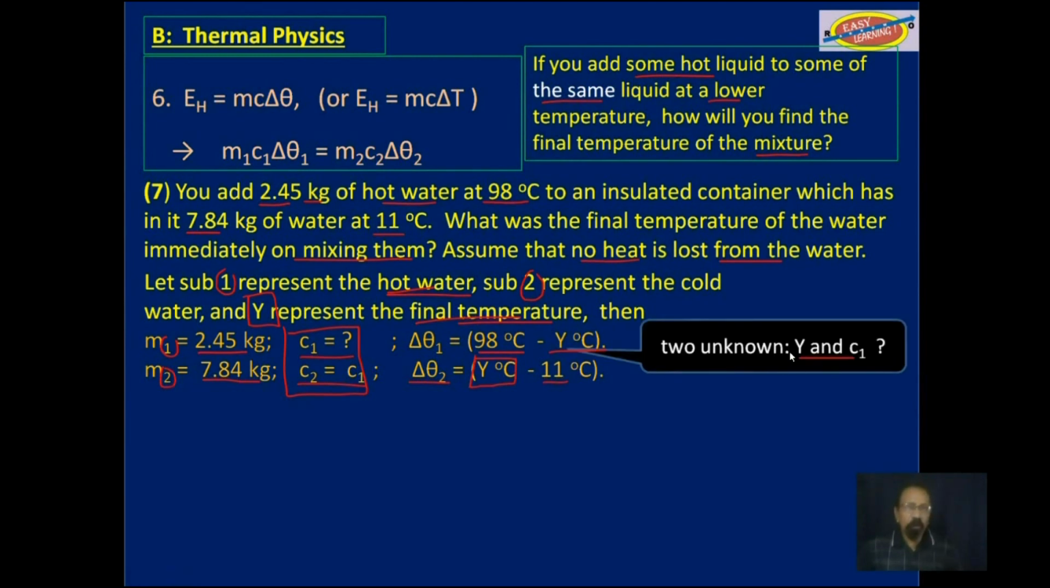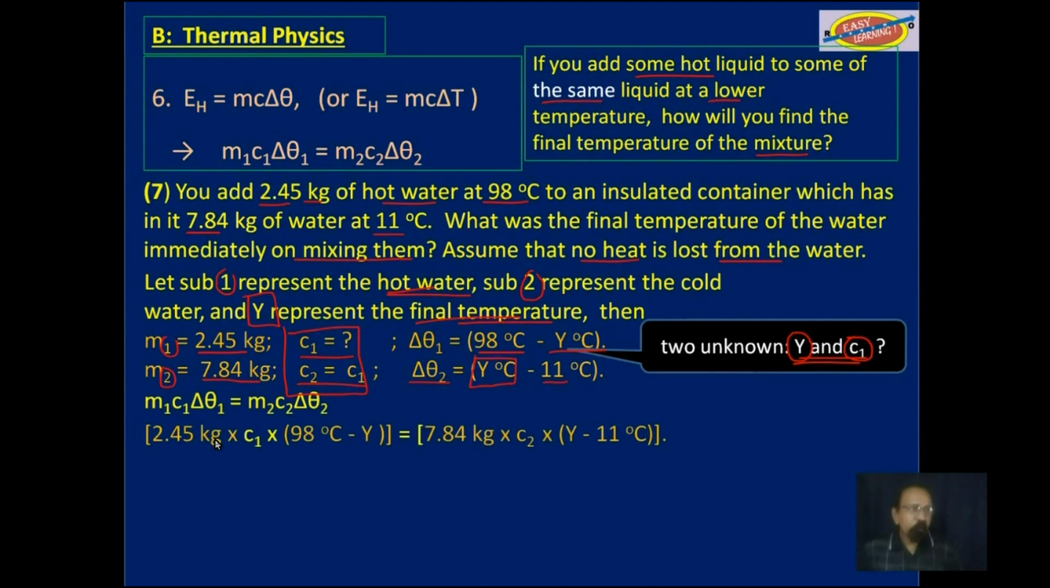So we have two unknowns. We really want to find y, the final temperature. The specific heat capacity of the water will not pose a problem because, as you will see, specific heat capacity on this side and specific heat capacity on that side are the same. So we will just cross them out. What we are left with is the mass of the hot water times its change in temperature is equal to the mass of the cold water times its change in temperature.